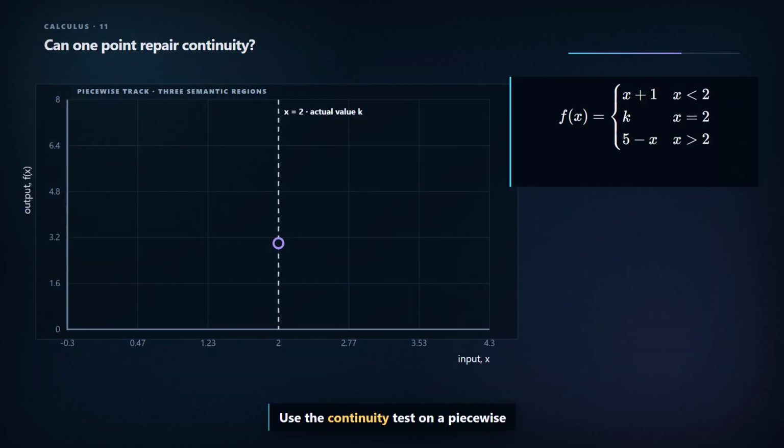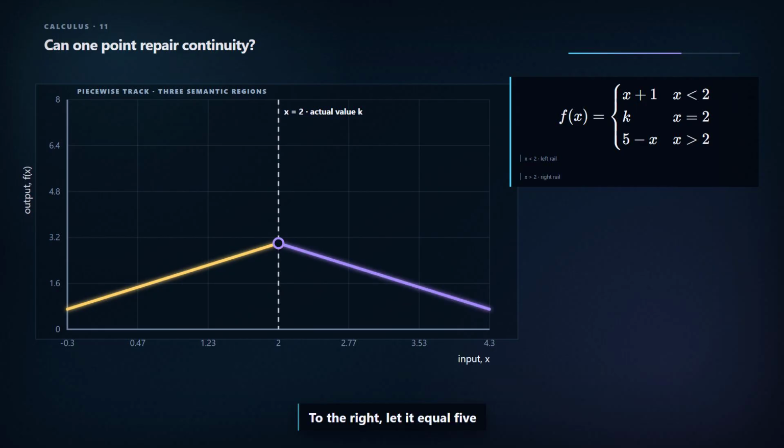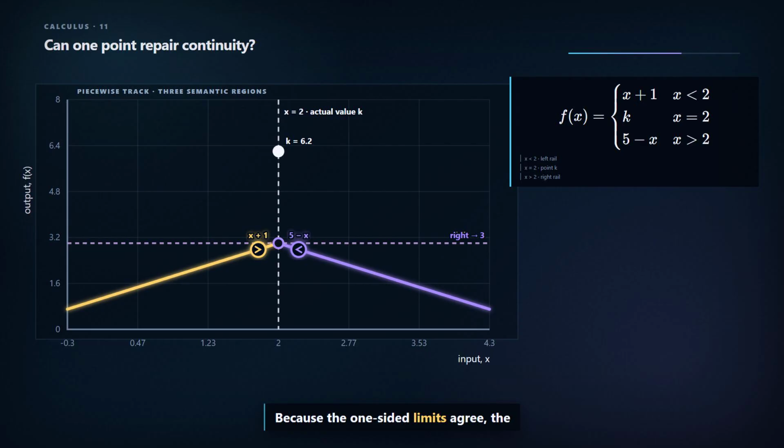Use the continuity test on a piecewise rule. To the left of 2, let f of x equal x plus 1. To the right, let it equal 5 minus x. At exactly 2, let the assigned value be k. The gold probe follows the left branch toward 3. The violet probe follows the right branch toward 3. Because the one-sided limits agree, the two-sided limit exists and equals 3.